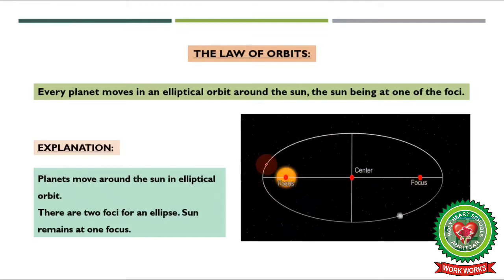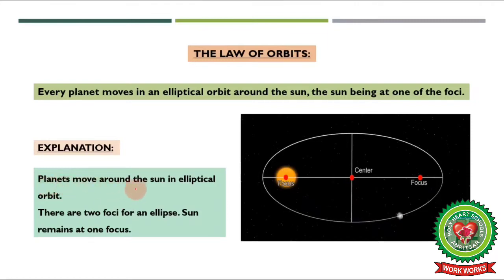Unlike a circle, an ellipse has a different structure, so it has two diameters, which are actually called axes, the minor axis and the major axis. So it has two foci. So the Sun is at one of the foci. This is the position of the Sun, and the planet is revolving around the Sun in this orbit, which you can easily visualize here. So let's see the explanation of the law of orbits.